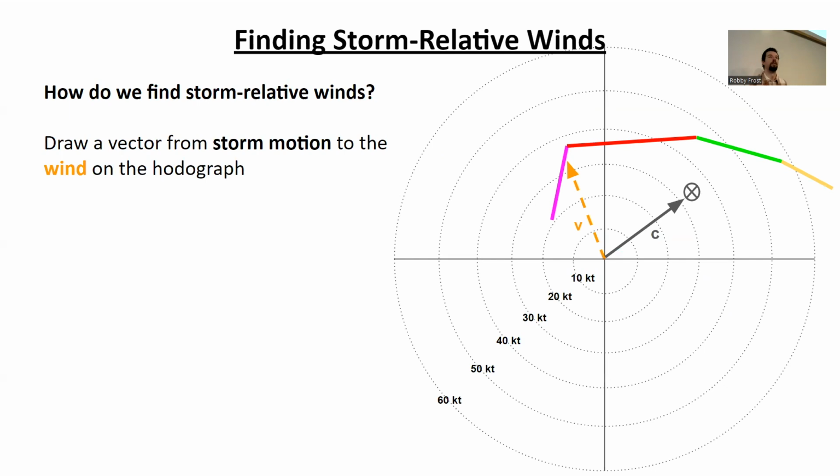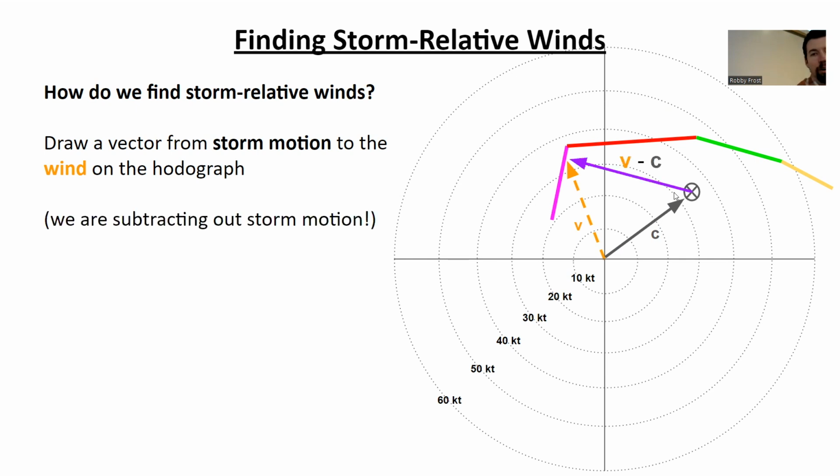So how are we going to find storm relative winds on the hodograph? Well, first you find your storm motion, which we did successfully in our last lesson. Now we're going to draw our V, which is our wind at any given point on the hodograph. Let's try to find our 1 kilometer storm relative wind. And this is our C, our storm motion. The math behind this is we're going to subtract V minus C. We're going to find that vector from C to V. This is our storm relative wind. This is the wind at a distance from that storm motion.